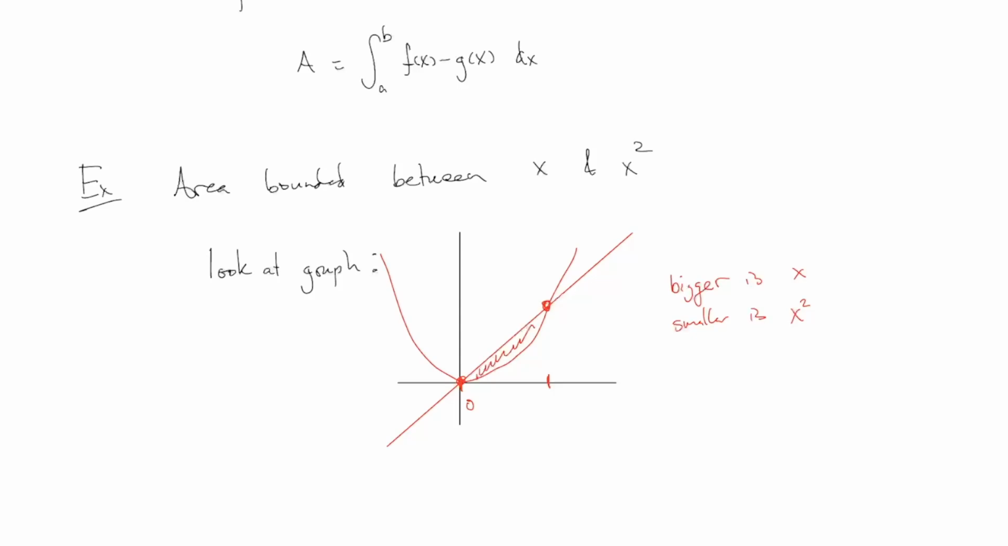Anybody think you know? What actually is this point where the two lines cross? Yeah, what do you say? 1. How did you get that? Anybody agree that it's 1? How do you know that? 1, as we put in for x, is just 1, and 1 squared is also 1.